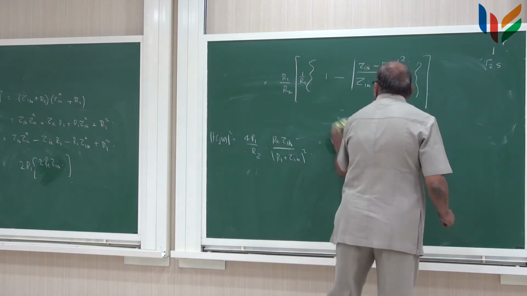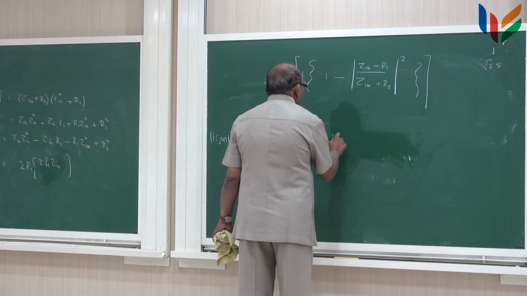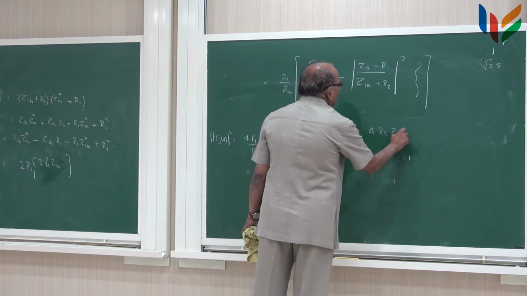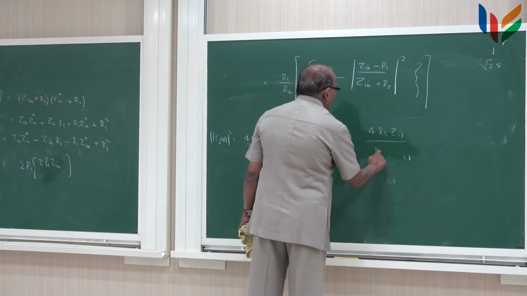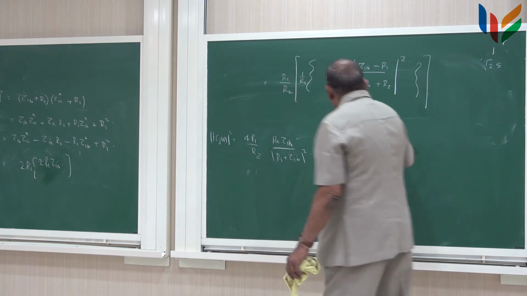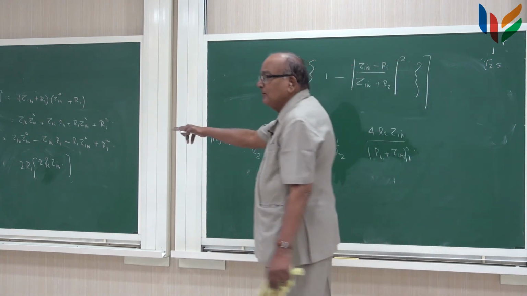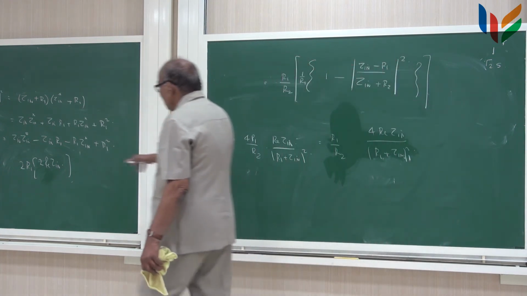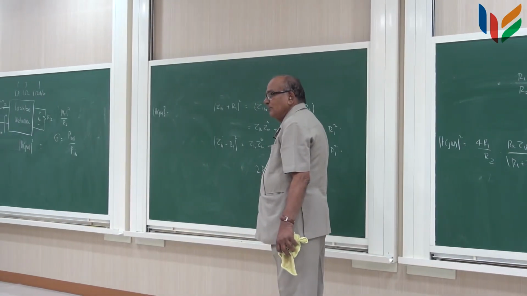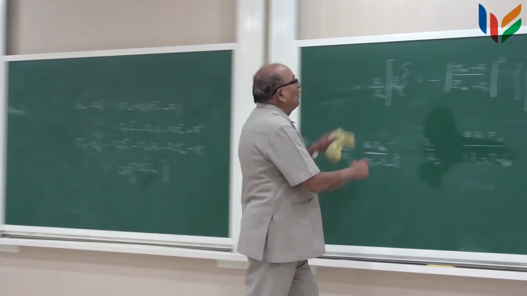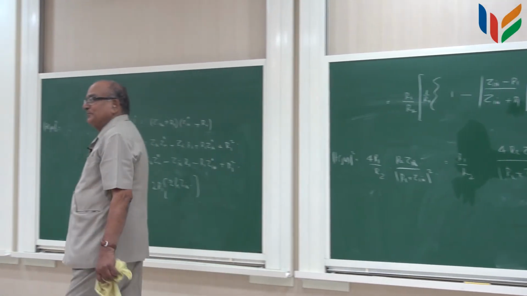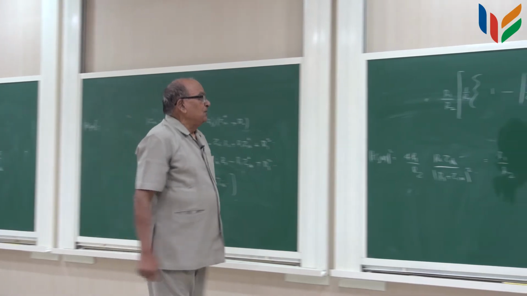Okay. I want R1 by R2 into 4 times the real part of Zin divided by |R1 + Zin| square, right? This is what I want. And what is this equal to according to this? This value is equal to 4 times R1. Correct, sir. In the expression, you wrote R2 in place of R1. That's a minor mistake. So the R1 goes off.